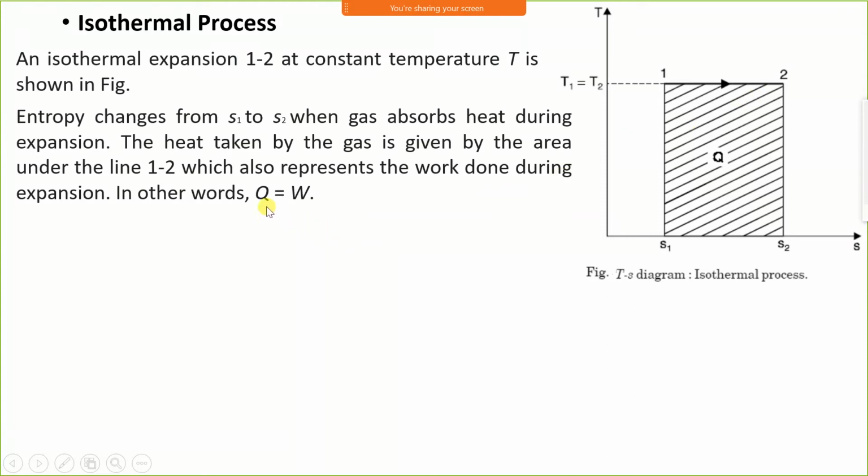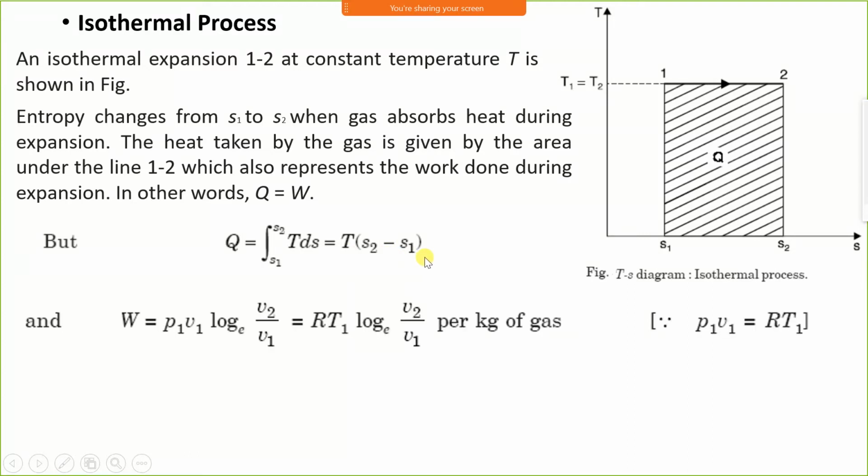Therefore, the first law equation is Q is equal to W, and Q is equal to the integration from S1 to S2 of T dS, or we can directly write from the area under the curve. This is a rectangle. The area is T into (S2 minus S1), as I explained. Now, the equation for work done for an isothermal process. W is equal to P1 V1 log base e of V2 by V1. This equation we have already seen while deriving the expression for work done for different processes. This is the work done for an isothermal process.